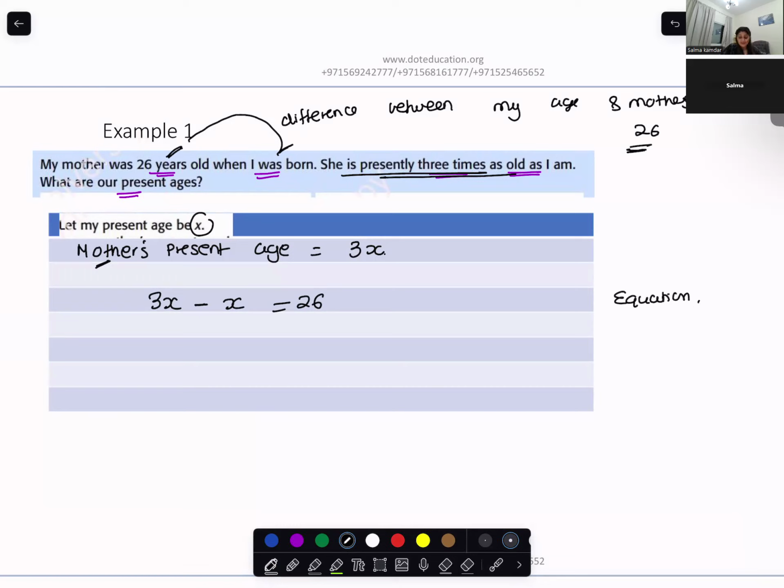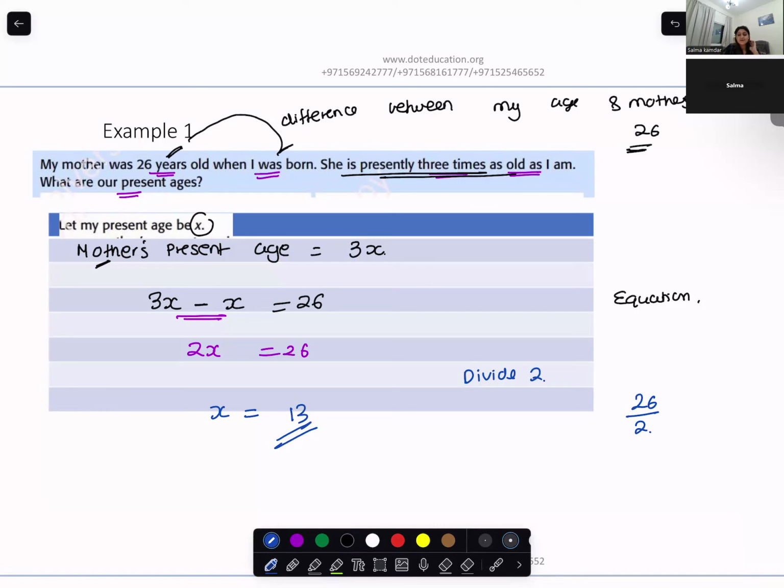Now I need to find my age. What would I do? 3x minus x is 2x is equal to 26. Now I will divide both the sides by 2. So I will get x is equal to 26 divided by 2. 26 divided by 2 becomes 13. x is equal to 13.